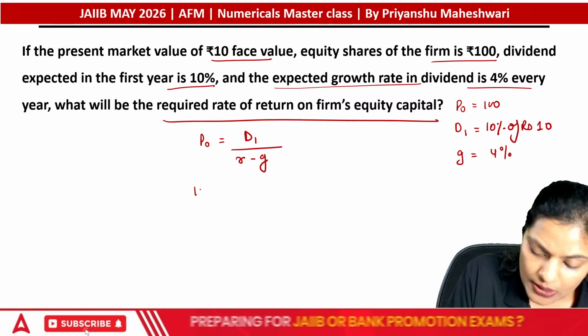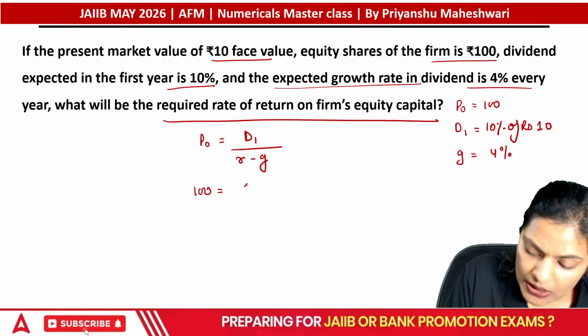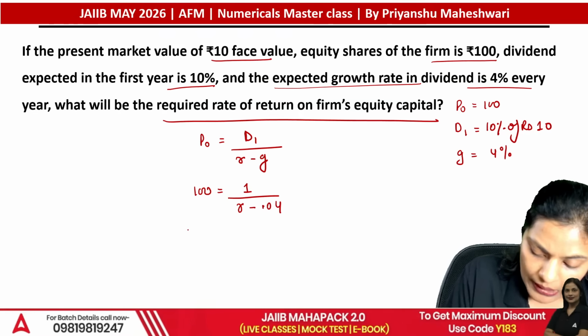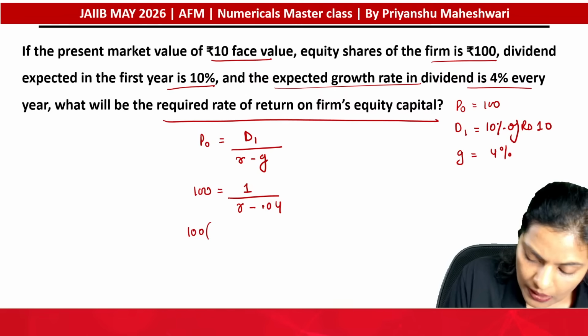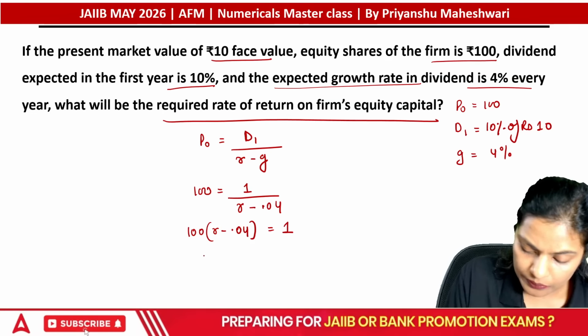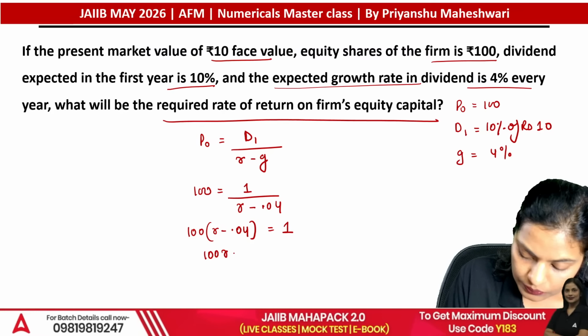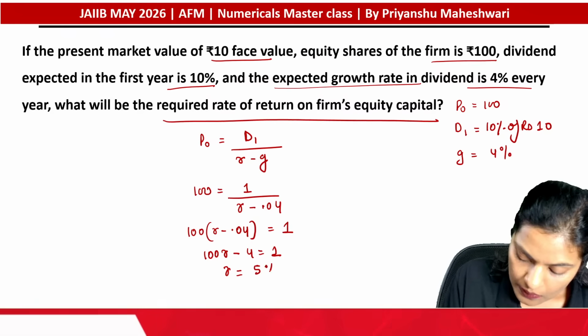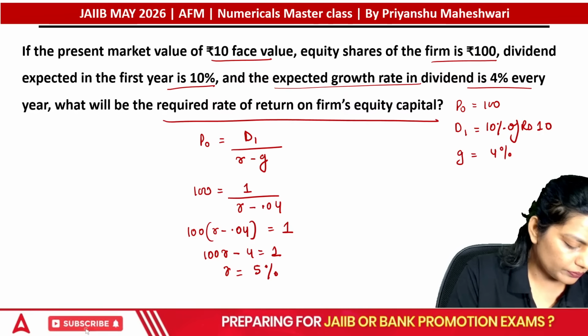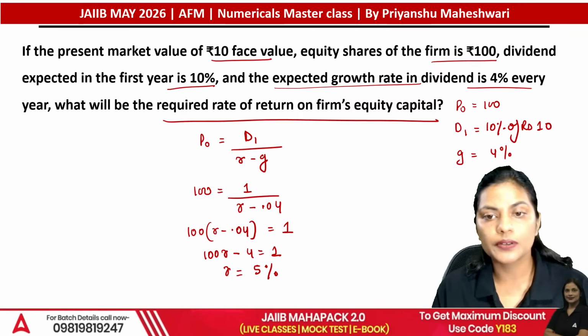So, P0 is 100, D1 is 10, R we don't know, that is something we have to calculate, and this would be 100 into R minus 0.04 is equal to 10. So R is 14%, correct?